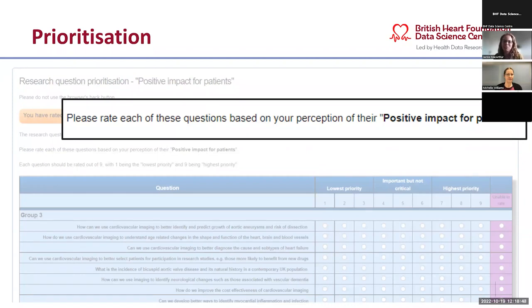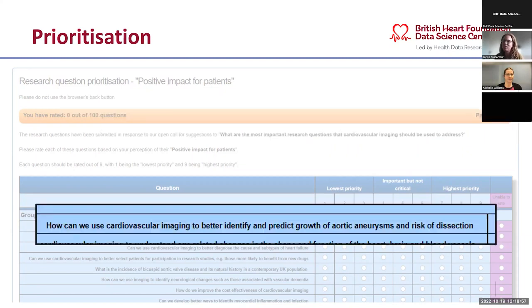Everyone that we sent it out to was asked to rate each question out of 9 based on their perception of the positive impact of each question for patients. And you can see here an example of just one of the questions that we asked people to prioritise.